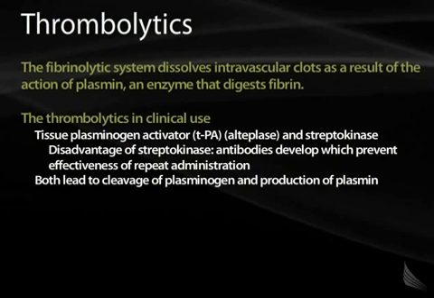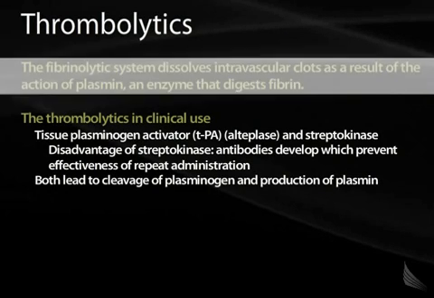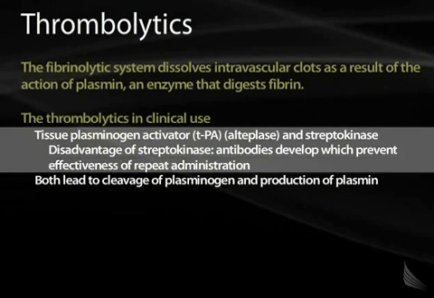Let's talk about thrombolytic medications. Thrombolytics work by dissolving intravascular clots that have already formed. Thrombolytics are able to activate plasmin, an enzyme that is able to digest fibrin, a component of blood clots. The thrombolytics that we're currently using include TPA, also known as alteplase, and streptokinase. TPA is used much more often than streptokinase because with streptokinase it's possible for people to form antibodies.